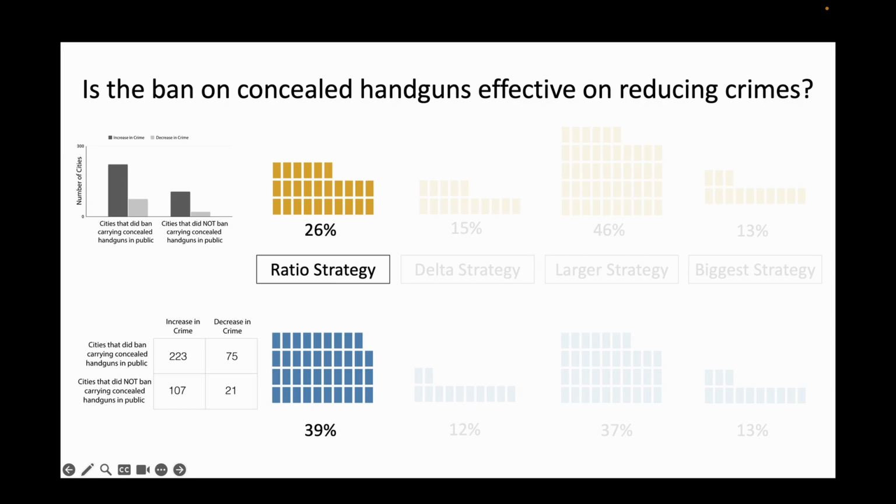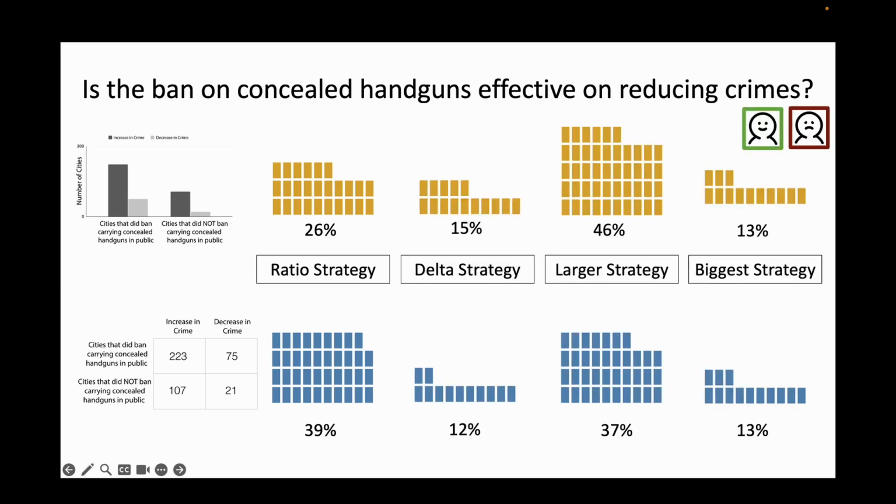Our participants were more likely to use the more difficult, but more accurate reasoning strategy when solving this problem with a table compared to a bar chart. The table representation more readily affords the ratio reasoning strategy.